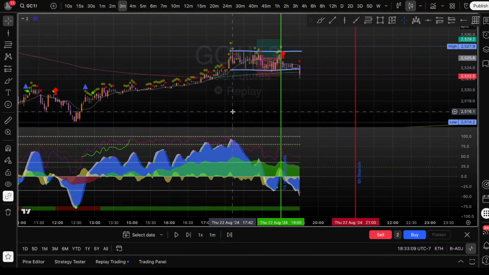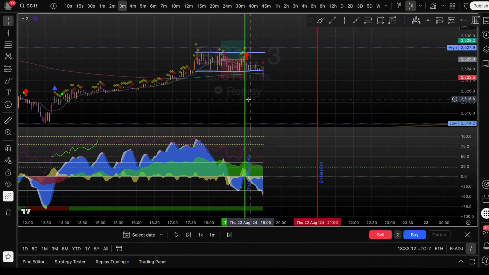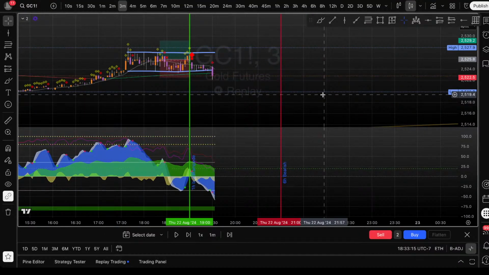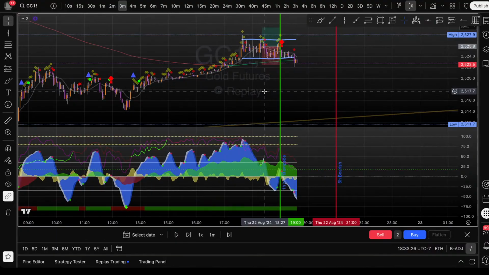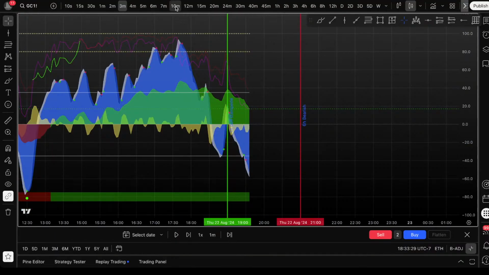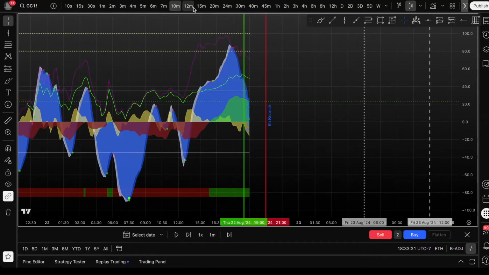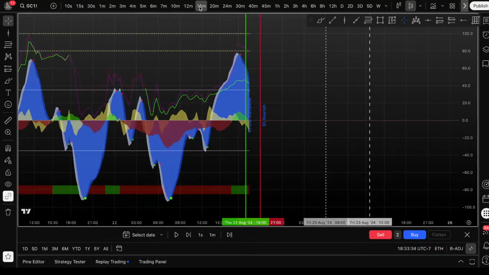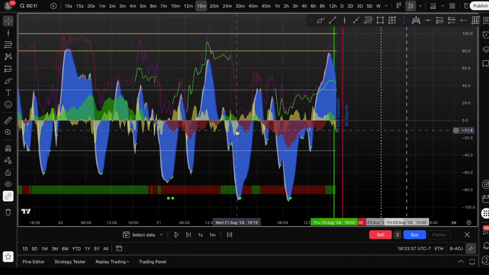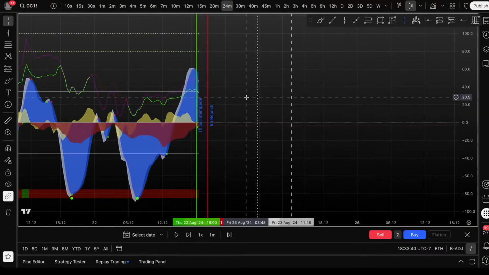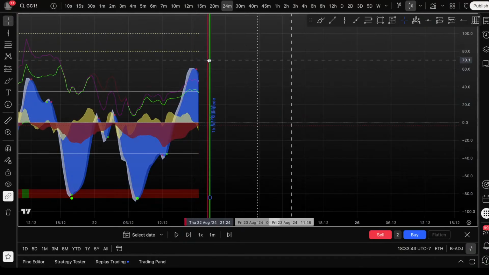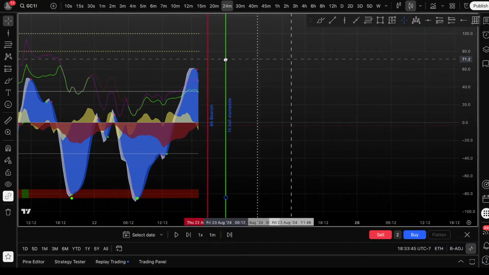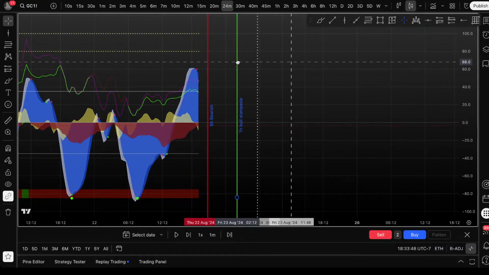I think we get a little more downward action. Let's see. Yep. We're about to take this short. Ain't no bullish stampede anymore, folks. At least I don't think so.